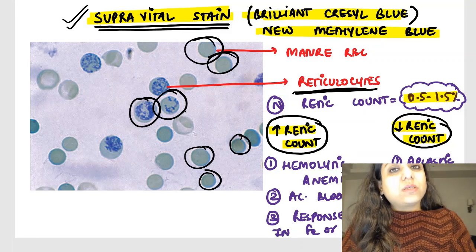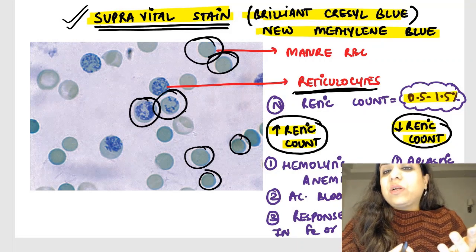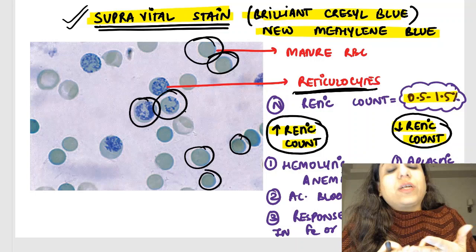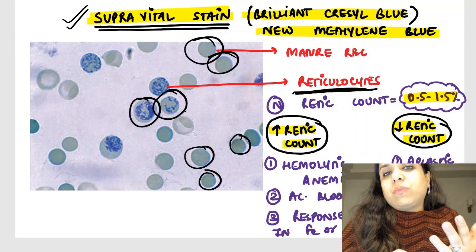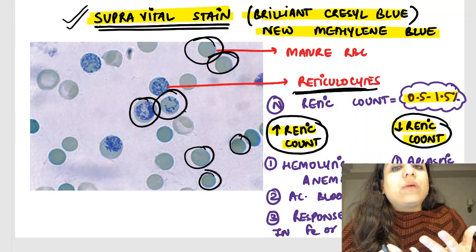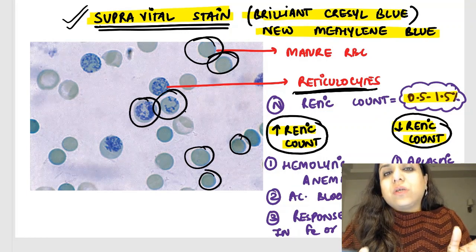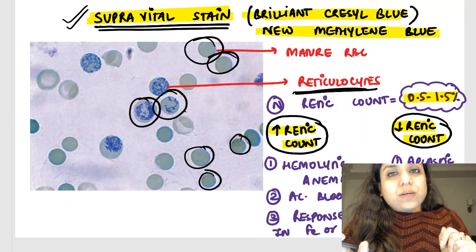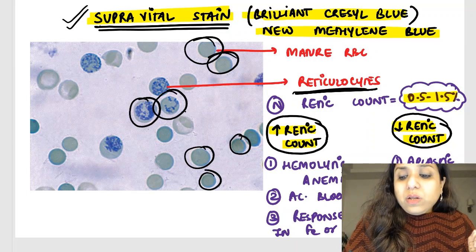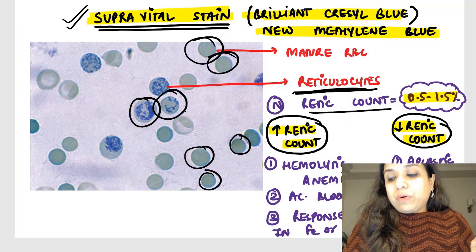One, this stain, supravital stain, that is brilliant cresyl blue or new methylene blue for reticulocyte. Another is Prussian blue stain, which we do for liver or hemosiderin pigment. Correct? So these two, remember, these two can only be asked in your exams as a blue stain, right? Now, the normal retic count is 0.5 to 1.5%.